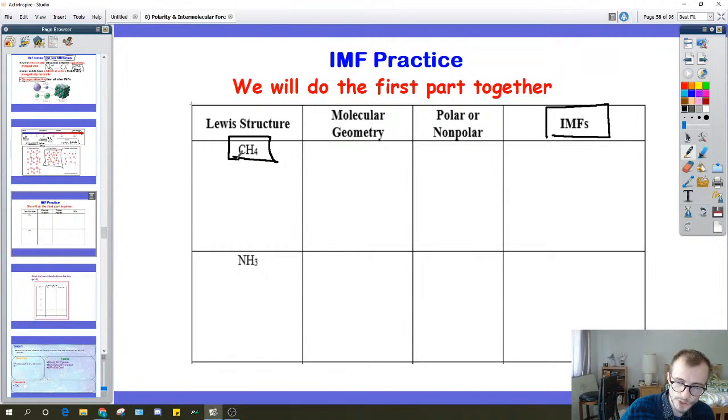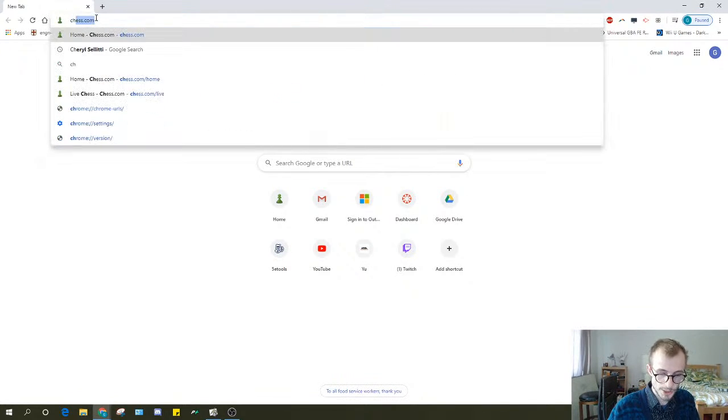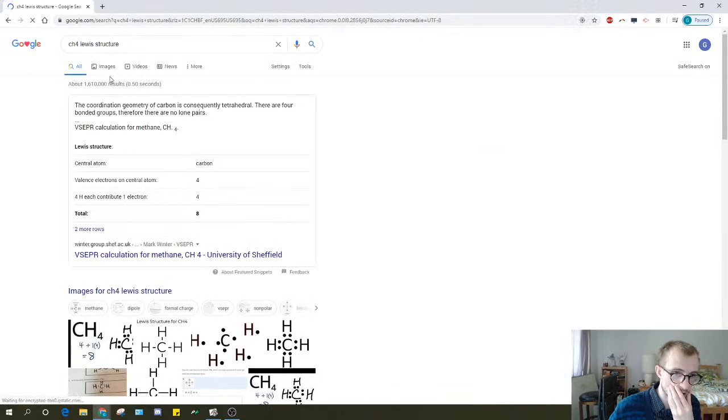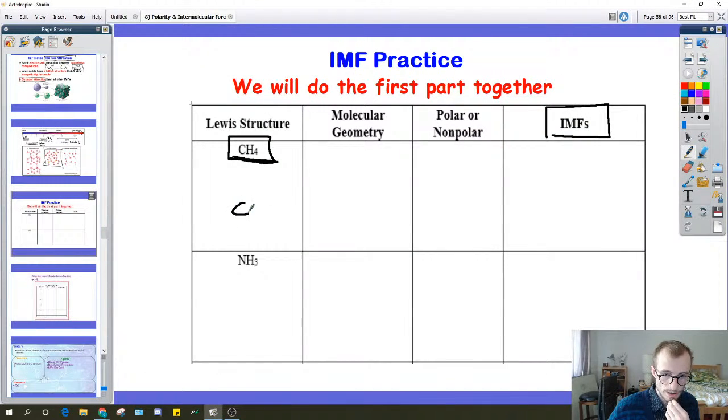Now, if you don't remember how to draw Lewis structures at this point in the year, well, first of all, I'm sad because we spent a lot of time on it. But at this point, you can just Google it, and it'll come up. So I can just Google CH4 Lewis structure, and I can go to images, and bam, there it is. That's the Lewis structure for CH4. So there's a C in the middle, and there's 4 hydrogens stuck on the outside. So I know it looks kind of like this.